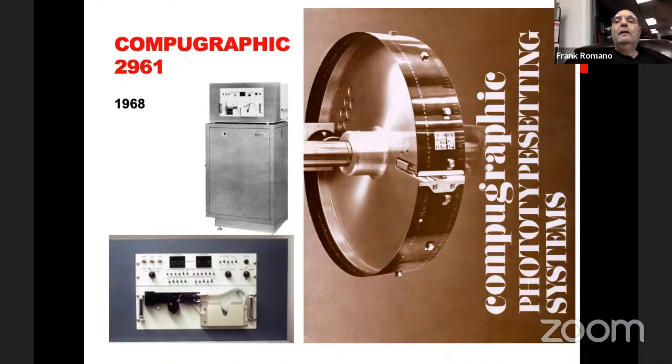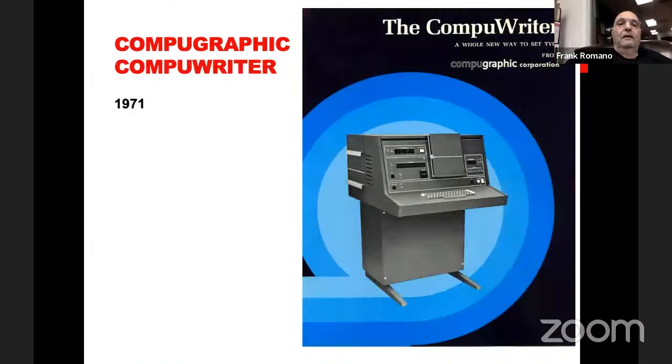The machine that changed everything again was the CompuWriter. I was the one who named this machine. I did all the marketing on this machine. When we introduced it in '71, it was unbelievable. It was $6,950, but it included the photo typesetting unit and the keyboard. It was all self-contained. You could move it around easily on a dolly. And again, sales were unbelievable.